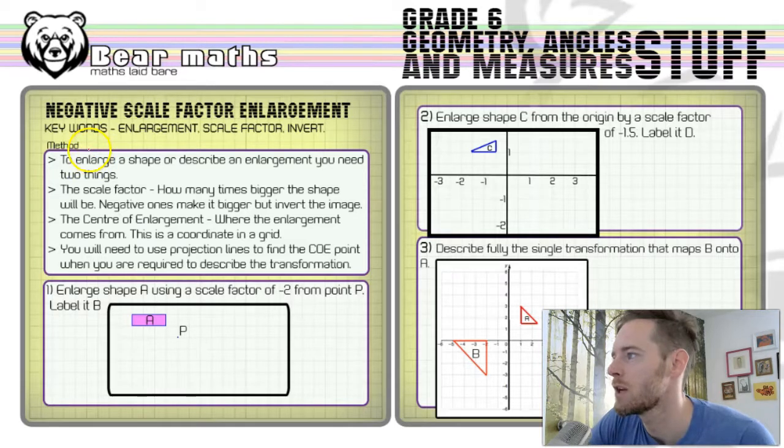Now, the method states that to enlarge a shape or describe an enlargement, you need two things, same as the enlargements you needed before at foundation level. This one is higher only. You need the scale factor, that's how many times bigger the shape is, as I mentioned, but negative ones do something specific. They make the shape bigger, but they also invert the image. They flip it inside out. You also need the center of enlargement, which could be given to you as a coordinate in a coordinate grid, or just a point in some space. And you'll need to use projection lines, as I mentioned before in the other video on enlargement, to find the center of enlargement point if you've got to do a description of the transformation.